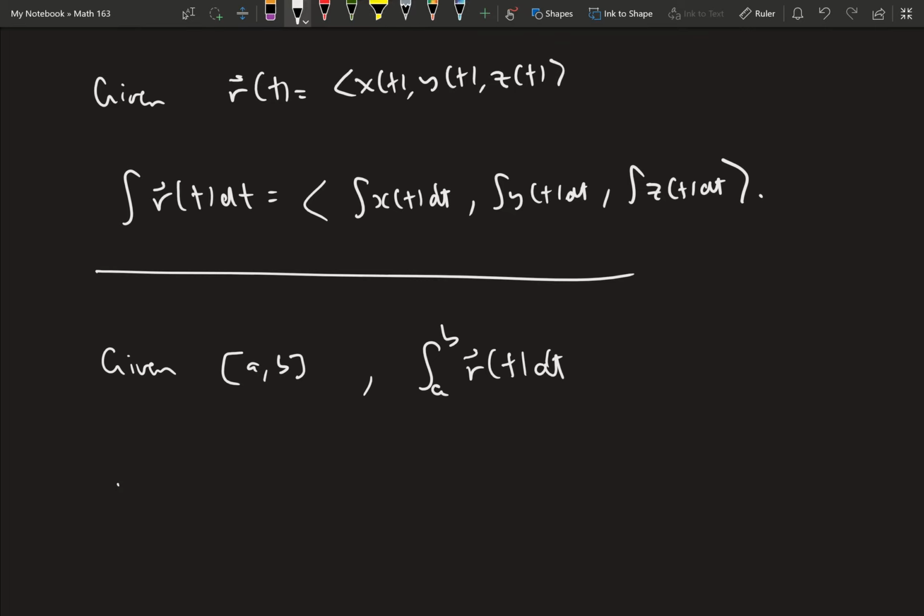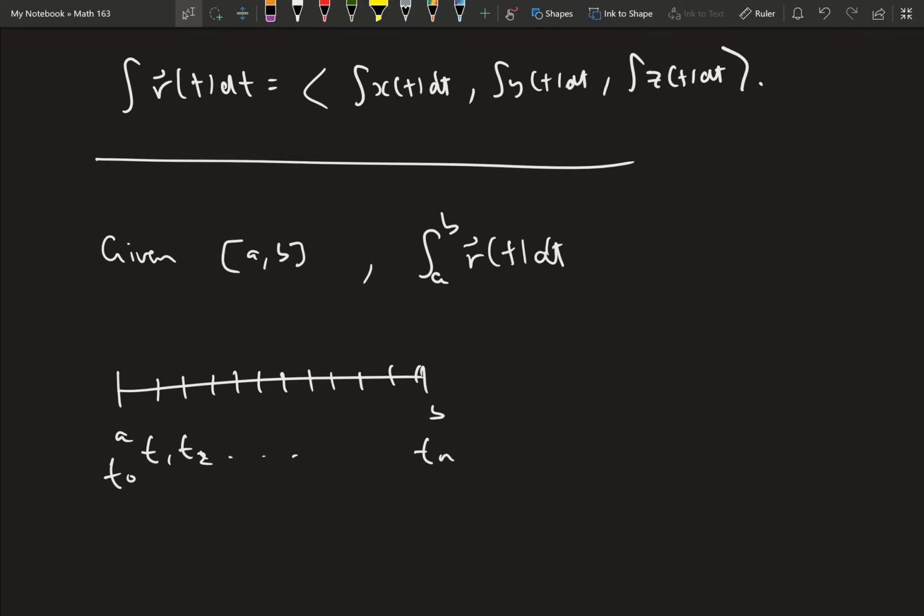So you would split up the interval a to b into, say, n equal subintervals. So you'd have t0, t1, t2, and so on, up to t sub n. And suppose we were going to take right-hand sums, just as a choice. You could have the sum of r of t sub i times delta t, where delta t would be b minus a over n, summing from i equals 1 to n.